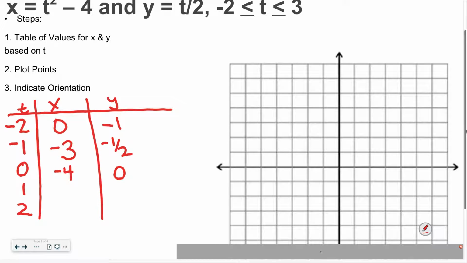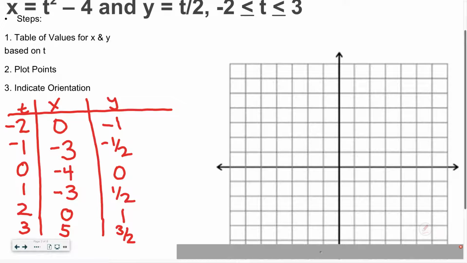If we plug in t equals 1, x is t squared minus 4, which would give us negative 3. y equals t over 2 would give us 1/2. We plug in 2, t squared minus 4 would give us 0, and t over 2 would give us 1. And our last one, t squared minus 4, if t is 3, that would give us 5. And 3/2.